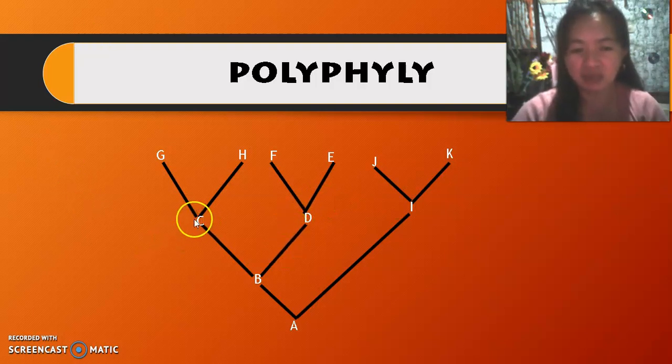But what if we take C and D? Can we have a polyphyletic group? Yes or no? Of course, the answer is no, because C and D share one common ancestor, which is B. Therefore, this can't produce a polyphyletic group. Instead, it's a monophyletic group.